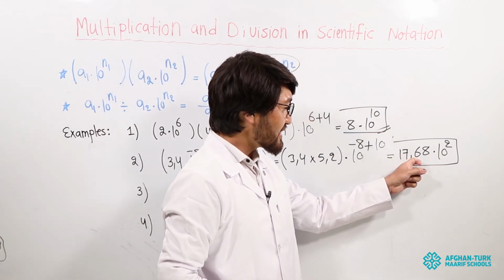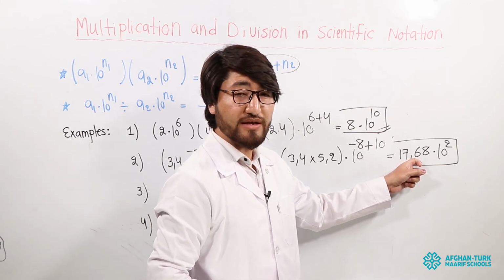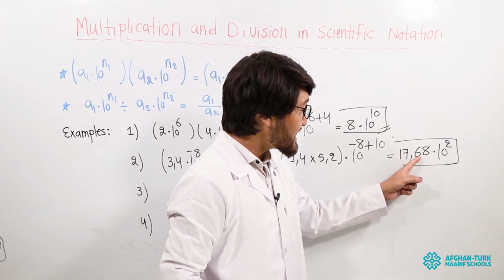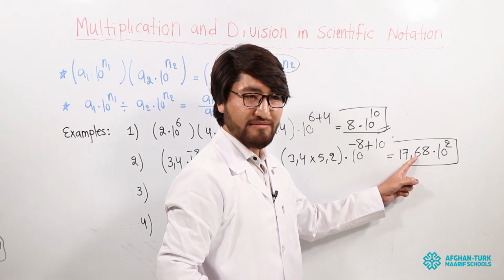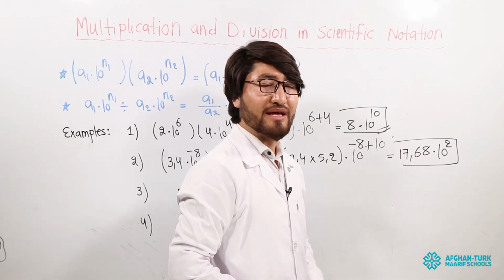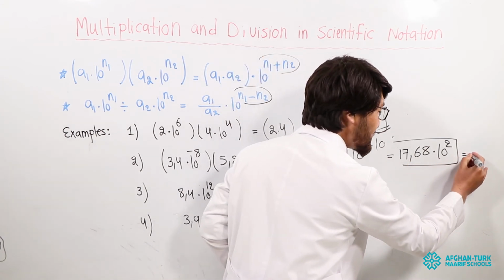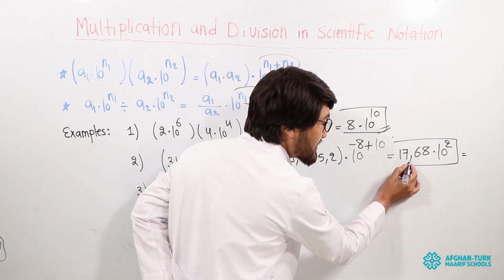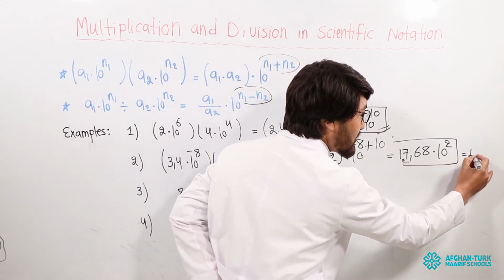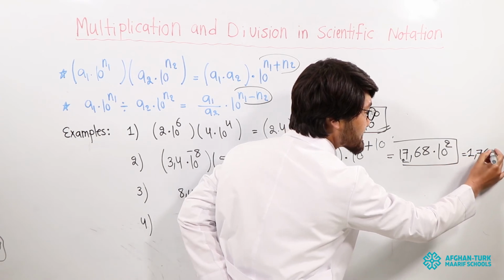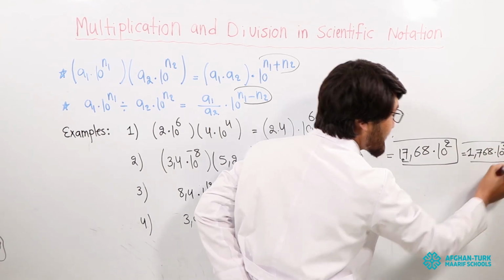I think it's not our answer because it is not a scientific number. Now we should change this number into scientific notation because it is bigger than 10. In a scientific number, the number should not be bigger than 10. How to change this number? We move the decimal point one digit, 1.768 times 10 to the power of 3. This is our final answer.